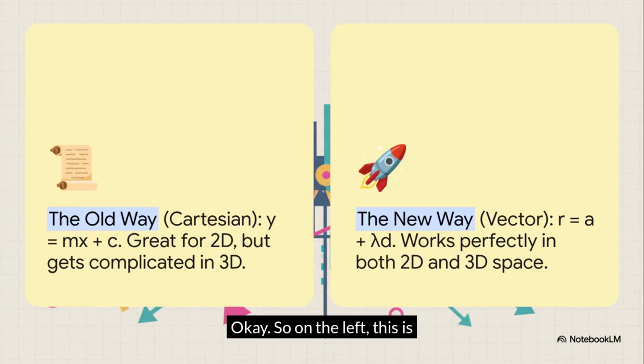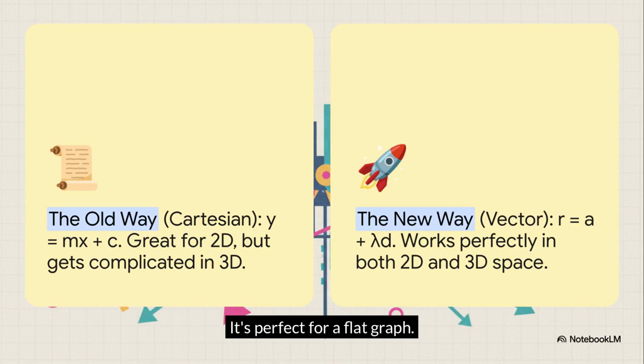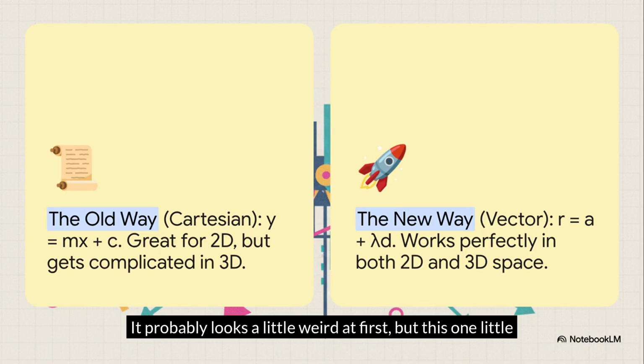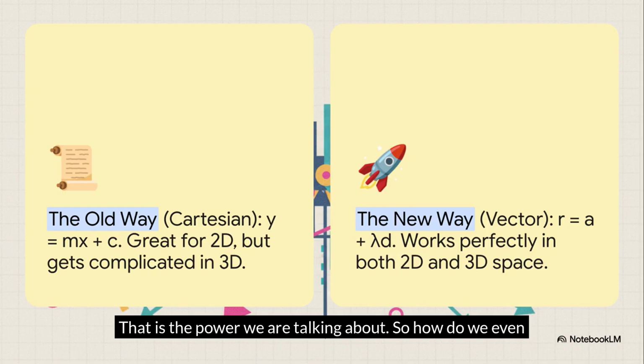Okay, so on the left, this is what we're used to, right? The Cartesian equation. It's perfect for a flat graph. But trust me, it gets really messy when you try to take it into 3 dimensions. Now look at the right, the vector equation. It probably looks a little weird at first, but this one little formula, r equals a plus lambda d, works perfectly in 2D and 3D. That is the power we are talking about.